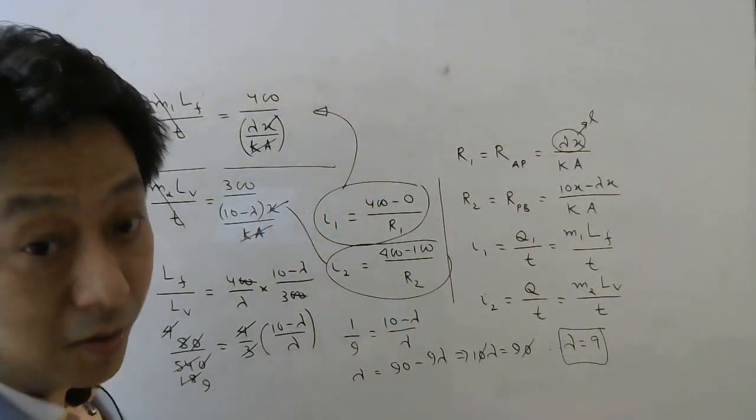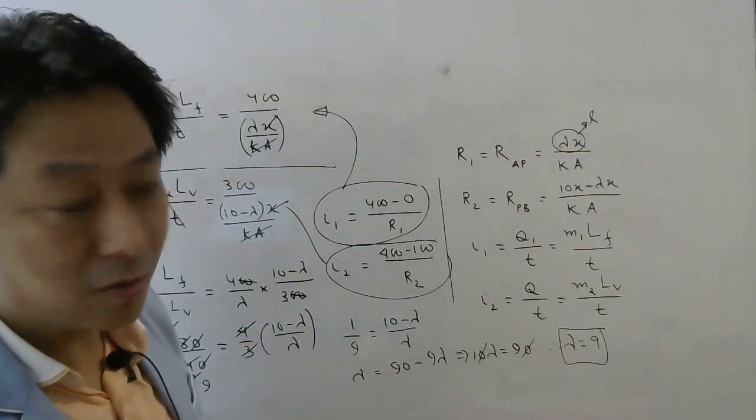So what is lambda equals to 9? So it is an integer type question where the answer is an integer. Let's see the next question.